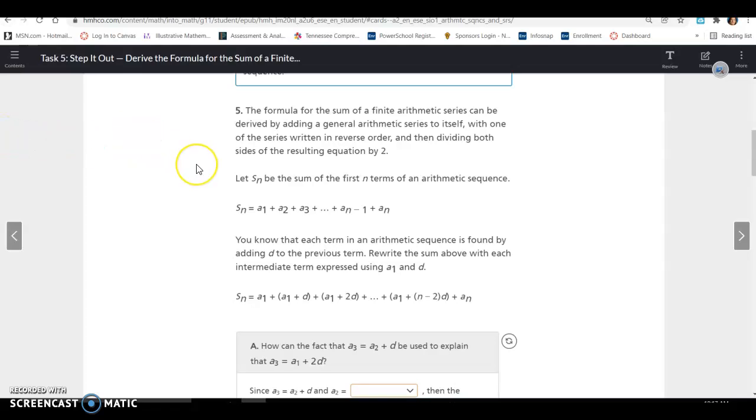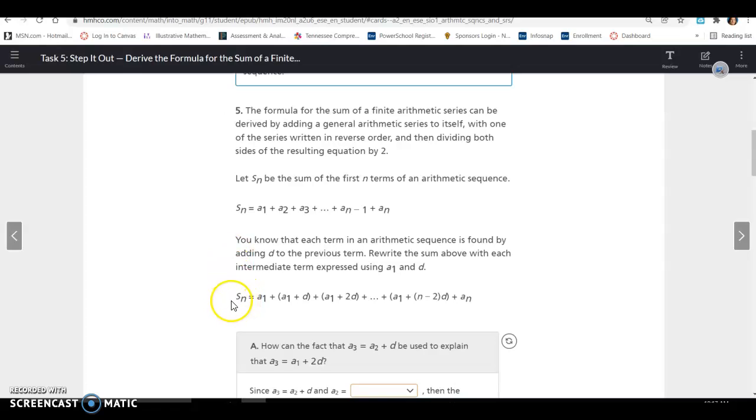All right. So let S of n be the sum of the first n terms of an arithmetic sequence. So S of n equals a sub 1, that's your first term, plus a sub 2, your second term, your third term, etc., all the way to a sub n. You know that each term in an arithmetic sequence is found by adding d, your common difference, to the previous term. Rewrite the sum above with each intermediate term expressed using a sub 1 and d.